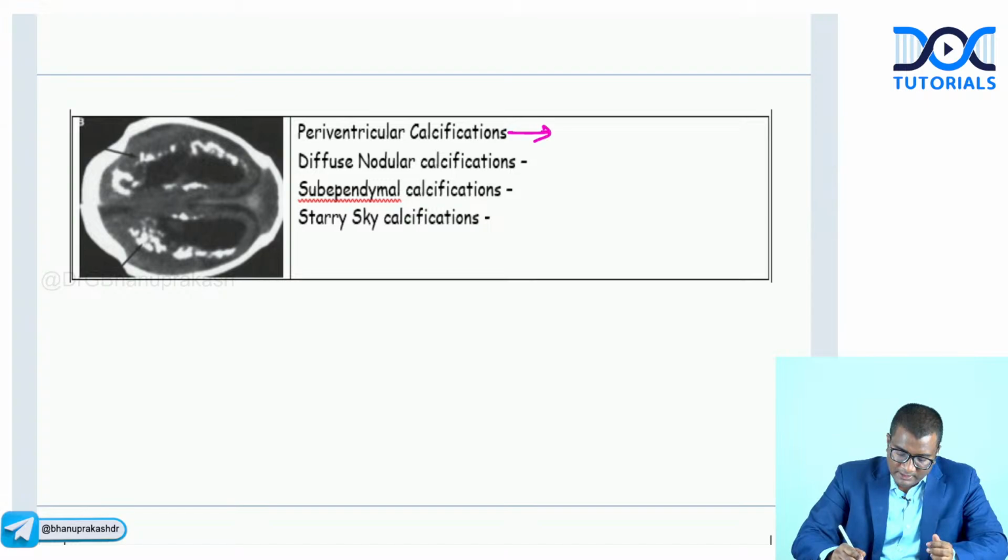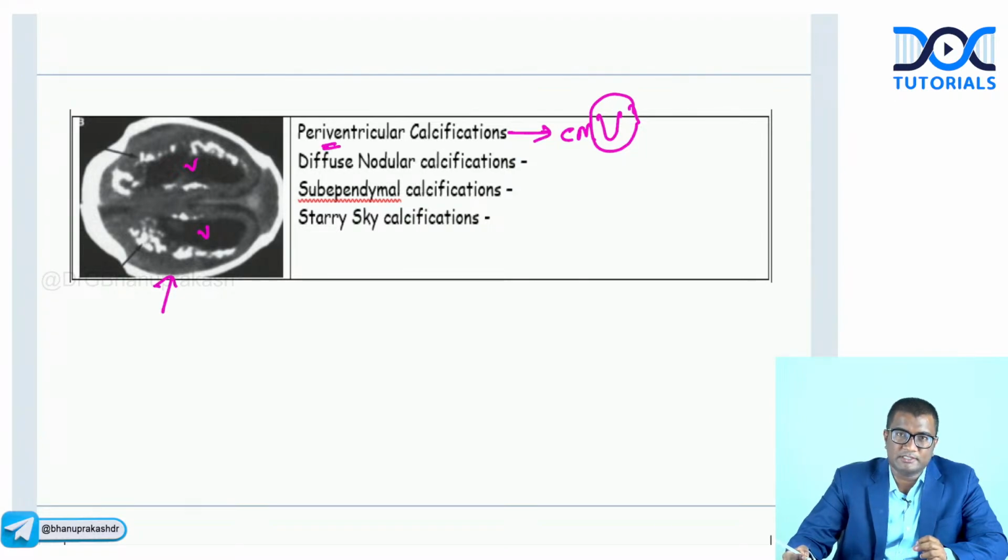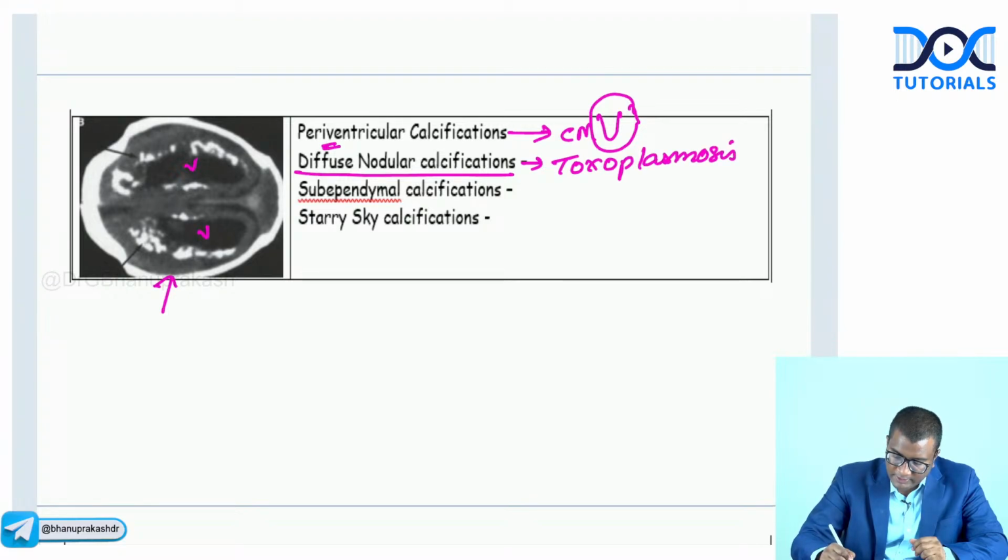Where do you see periventricular calcifications like this? These are the ventricles, and just adjacent to the ventricles you can see calcification. Can you tell me where you see periventricular calcifications? Periventricular calcifications are a feature of CMV. Remember V for V. Diffuse nodular calcification, especially at the basal ganglia, is a feature of toxoplasmosis. They are usually AIDS patients, usually at the basal ganglia.